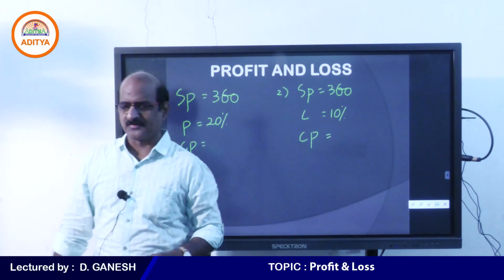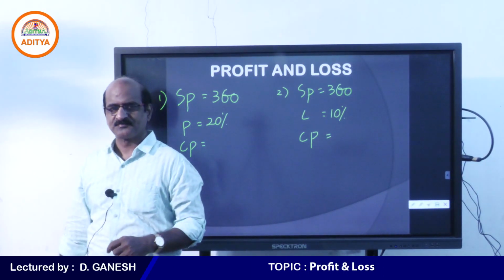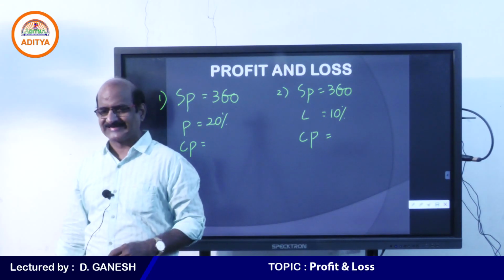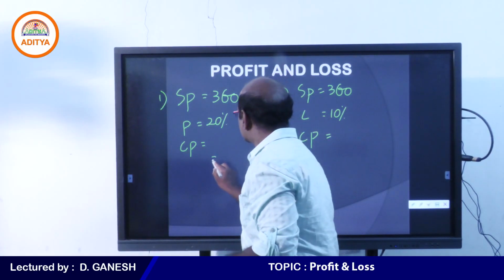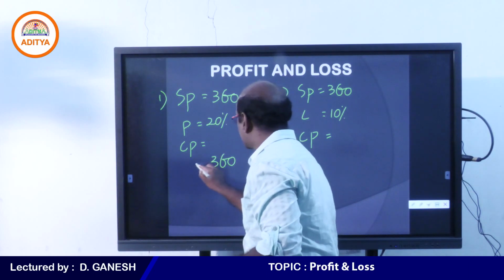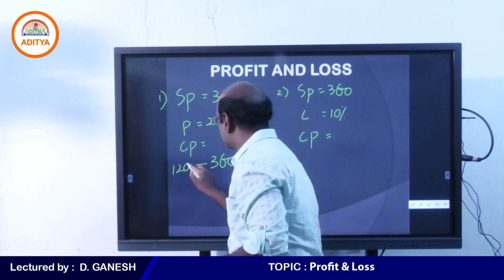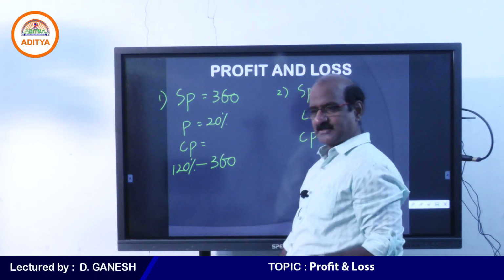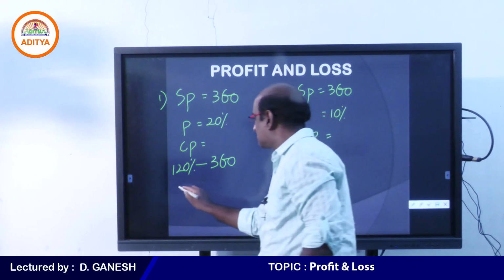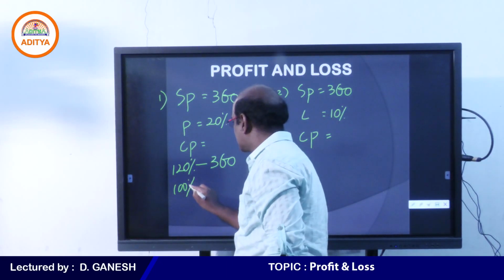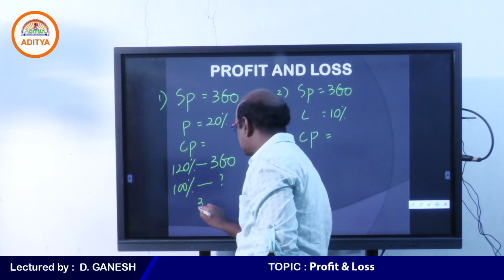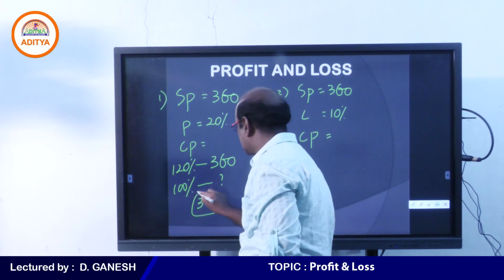I think now it is okay for you. Now students, just listen to me. By selling at 360, you are getting a profit of 20%. So 360 is nothing but 120%. Because we are finding the cost price, the cost price is equal to 300. Therefore your answer is 300.